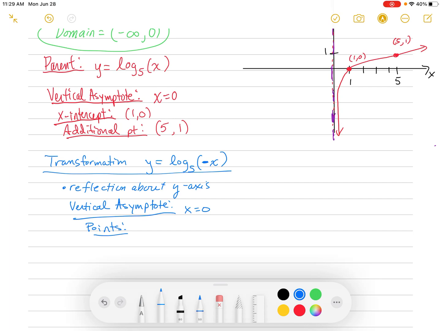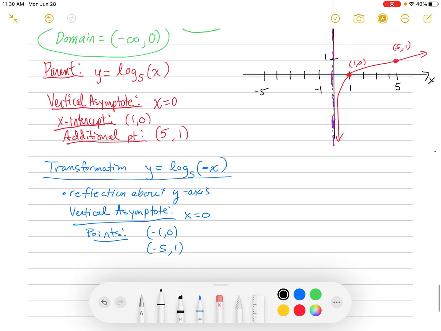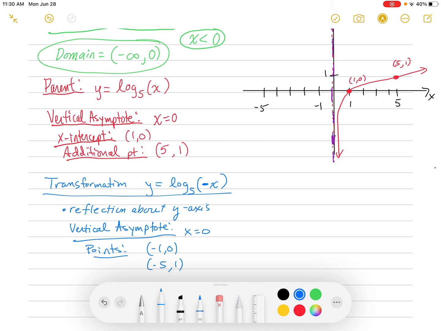But the points are going to flip. Basically, we're going to multiply the x values by -1. When we reflect everything about the y-axis, everything on the x gets multiplied by -1. So the x-intercept's x-coordinate gets multiplied by -1, so you get (-1, 0). And the additional point there, (5, 1), you multiply the x value by -1, you get (-5, 1).